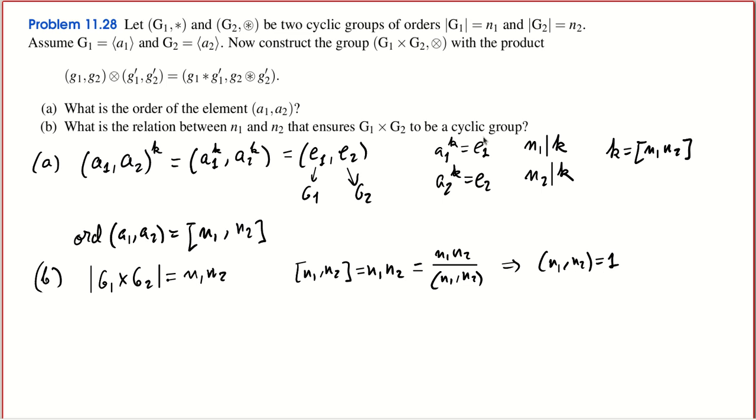So N1 and N2 must be co-prime if this has to be a cyclic group. Otherwise, it's impossible, because the order of any candidate generator of this group is smaller than the order of the group, and then it's impossible that it generates the whole group. It only generates a subgroup. So the condition we're looking for is this one: if the two groups have co-prime orders, then the Cartesian product can be a cyclic group. Otherwise, it can't.